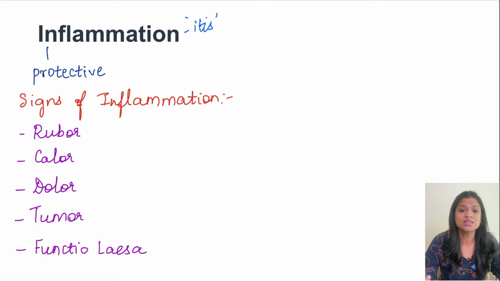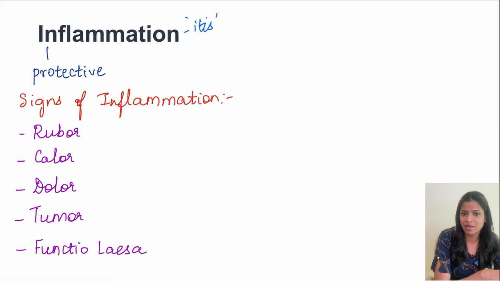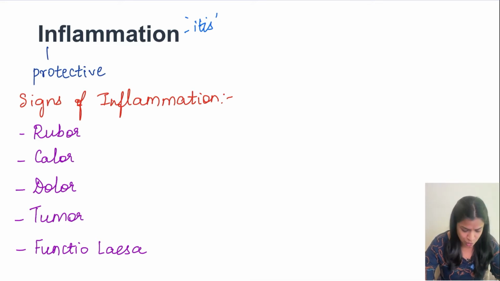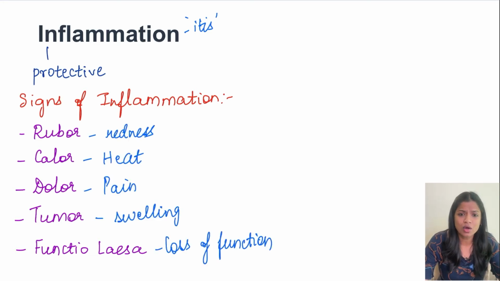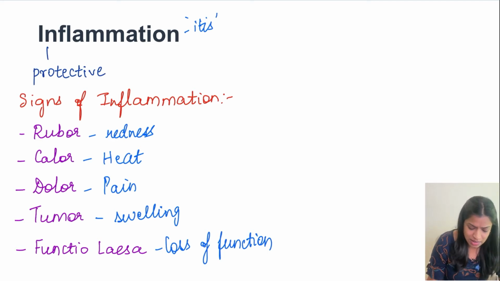Okay. So, what are the signs of inflammation? How do we know that an inflammation is happening? As I mentioned, there will be swelling at the area, which is called tumor, and there will be redness, which is called rubor. Then there will be increased heat production also, which is called calor, and dolor, which is pain. Along with this, there is going to be loss of function of the particular cell which has been injured. So, these are termed as the signs of inflammation.